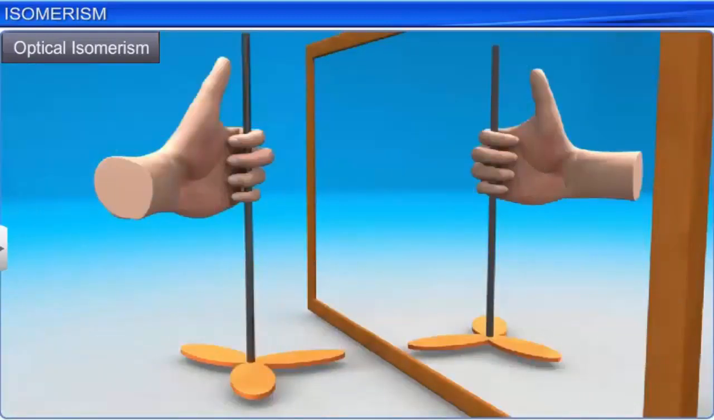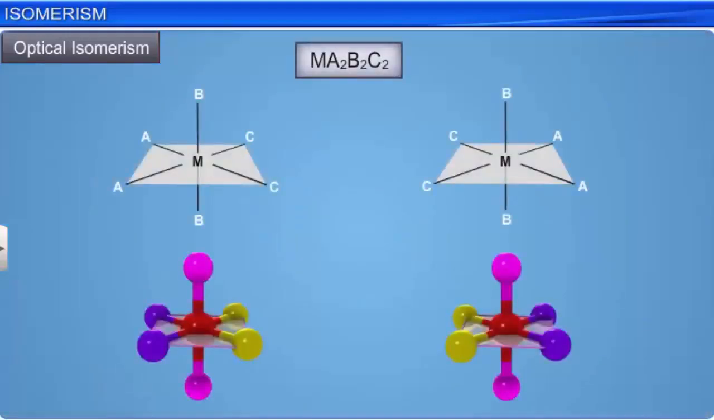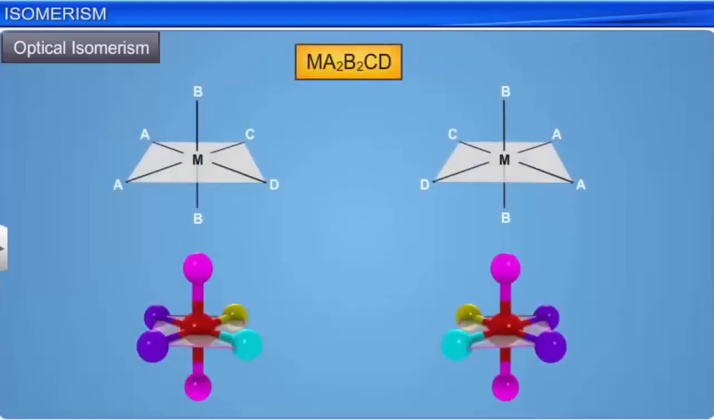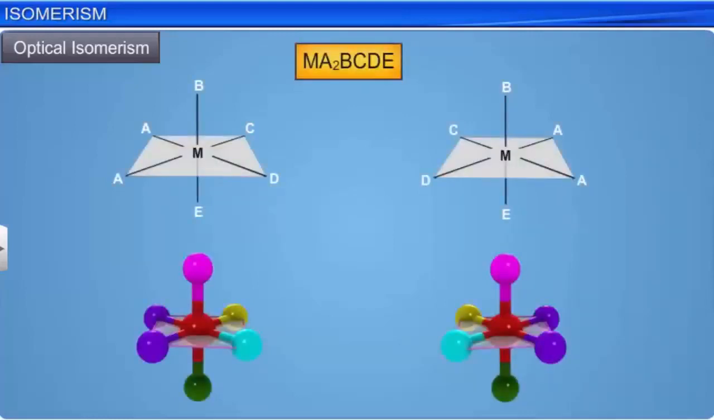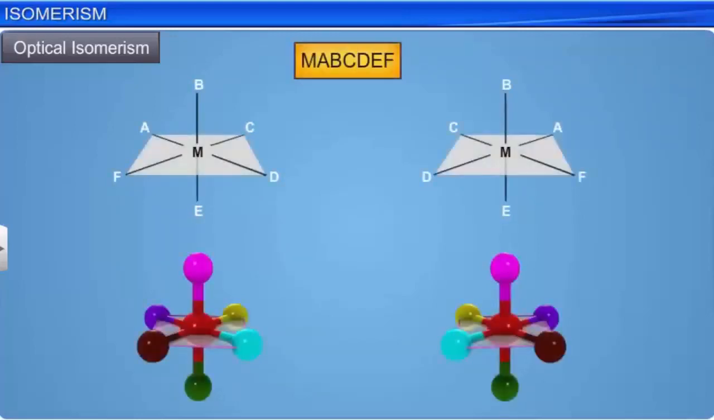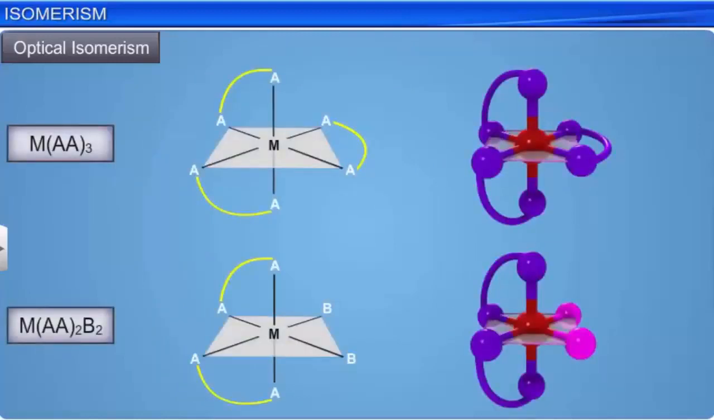Although optical isomerism is possible in a variety of octahedral complexes with unidentate ligands of the types Ma2b2c2, Ma2b2cd, Ma2bcde, and Mabcdef, we will restrict our discussion to complexes containing only bidentate ligands of the type M(AA)3 and complexes containing monodentate and symmetrical bidentate chelating ligands of the type M(AA)2B2.